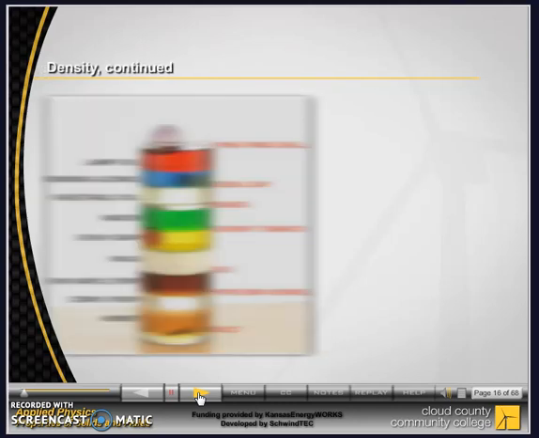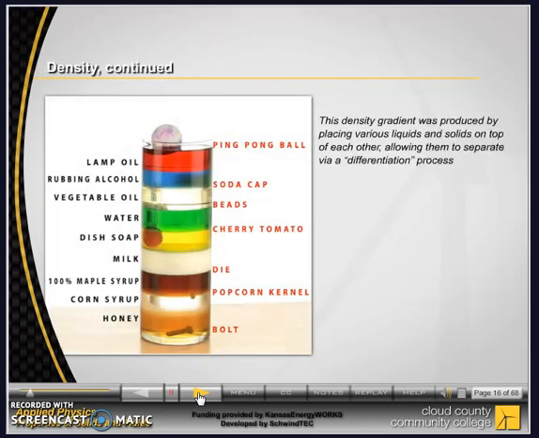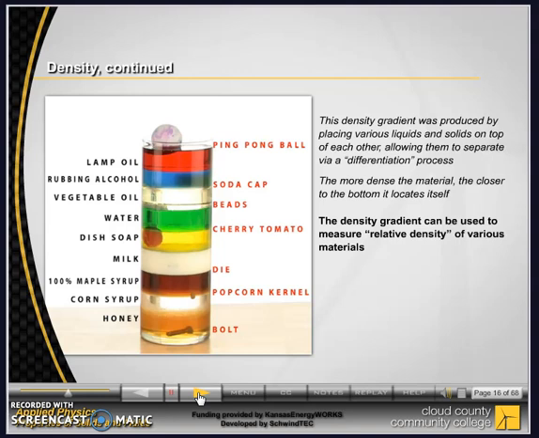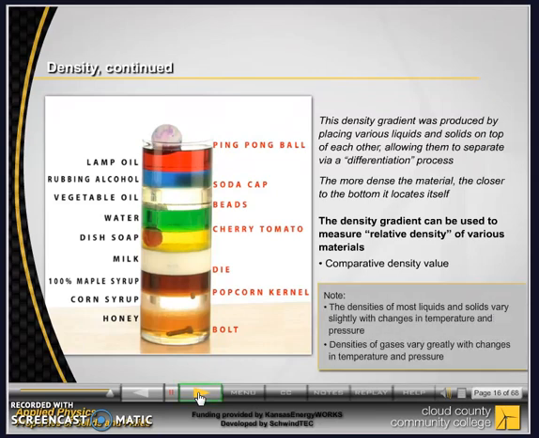Notice the density gradient, which was produced by placing various liquids and solids on top of each other, allowing them to separate via a differentiation process. The more dense the material, the closer to the bottom it locates itself. Oftentimes, a density gradient can be used to measure relative density of various materials. If you wanted to know how dense a soil sample was, you could drop the soil into the gradient and you could monitor to which level the soil floated. That would be your comparative density value.